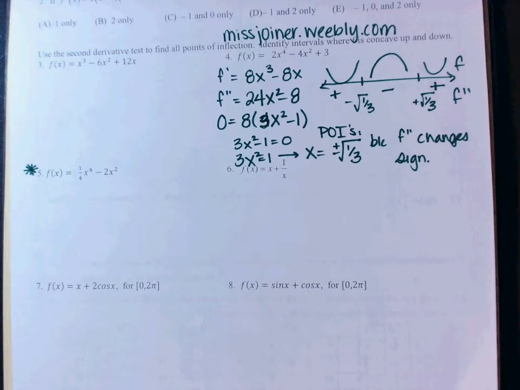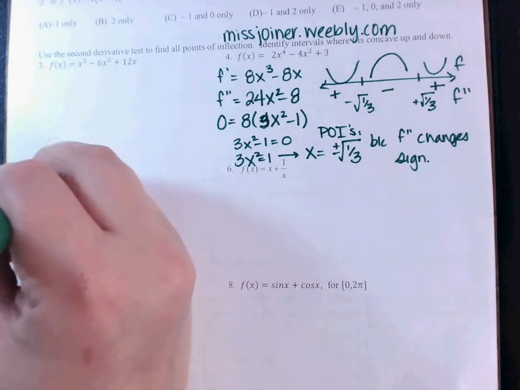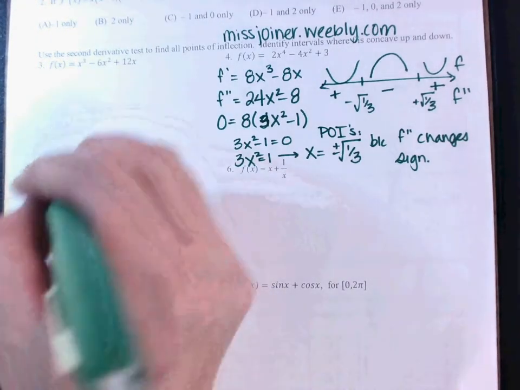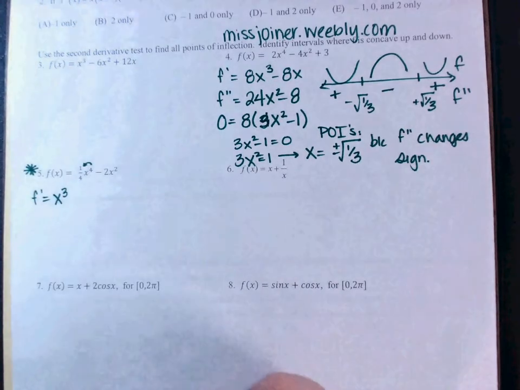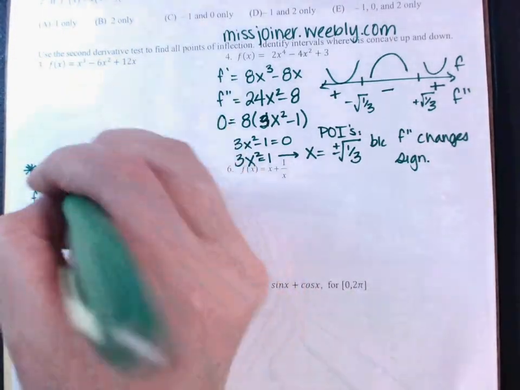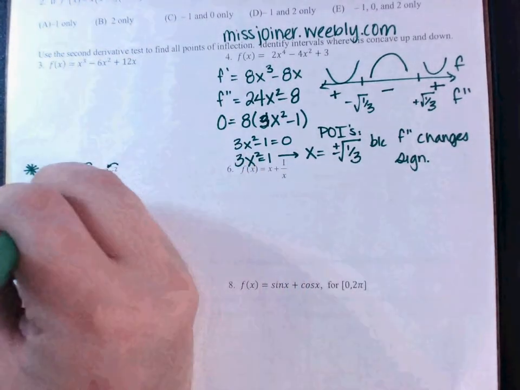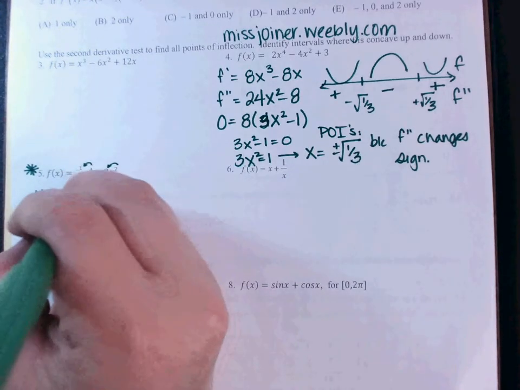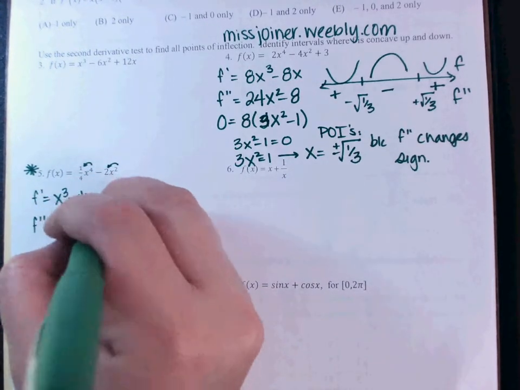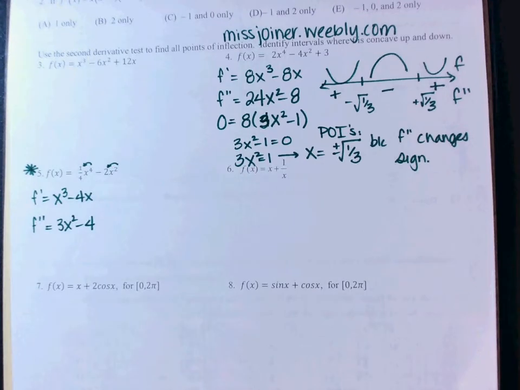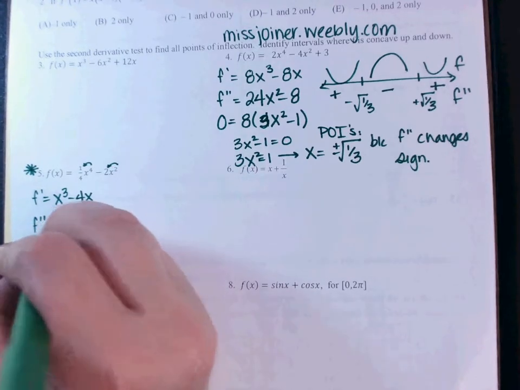It's only a point of inflection if there's a sign change. So you can't determine it's a point of inflection until you see that the concavity does change. So f prime would be 4 times the fourth is 1x to the 3 minus 2 times 2 is 4x. Second derivative, 3x squared minus 4. Okay, then from there, you can still factor that if you want to.